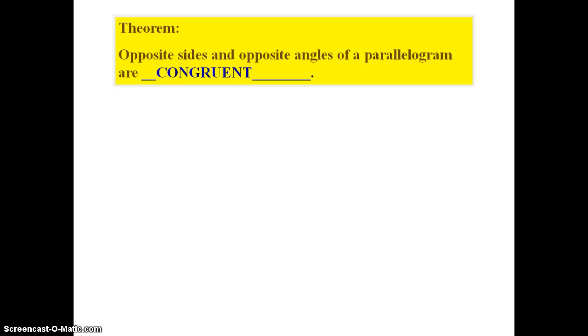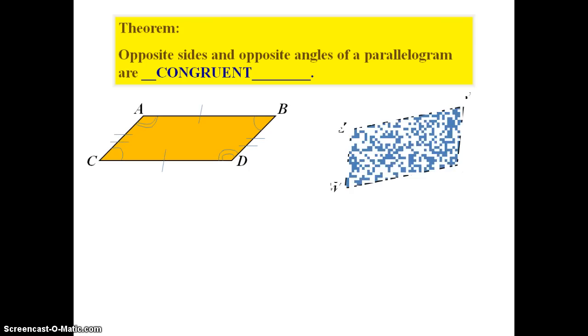So now we're just going to focus on parallelograms. Our first theorem says that opposite sides and opposite angles of a parallelogram are congruent. So looking at parallelogram ABDC, the opposite angles are congruent and the opposite sides are congruent.